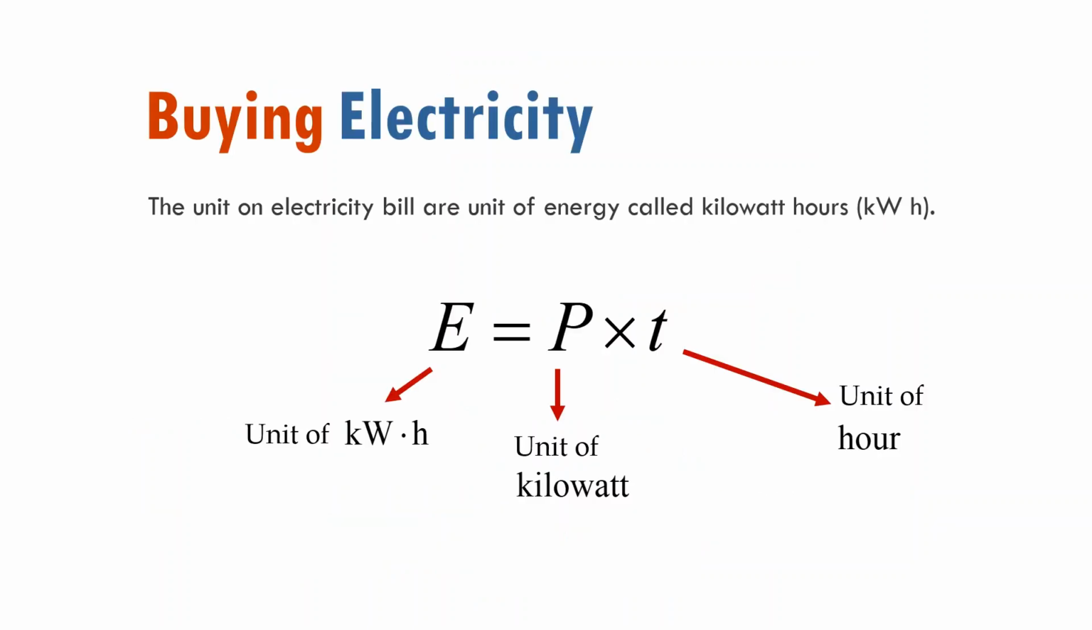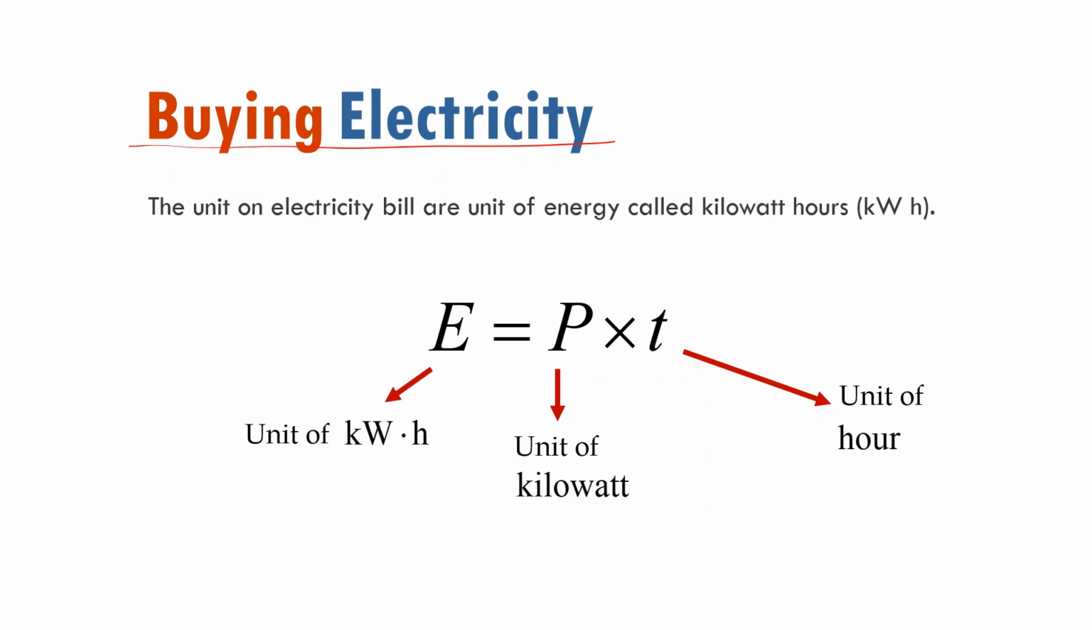Alright, so after we learn how to find the powers of the electrical equipment, we're going to find out how much we have to pay if we use this equipment. To calculate the electricity that you have to pay, it comes from this equation: E equals P multiplied by the time that you use.